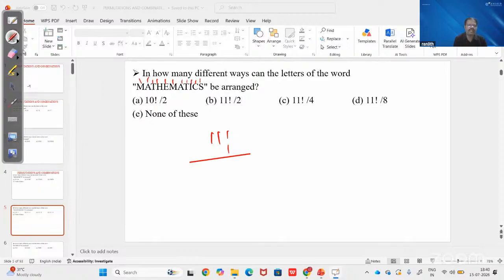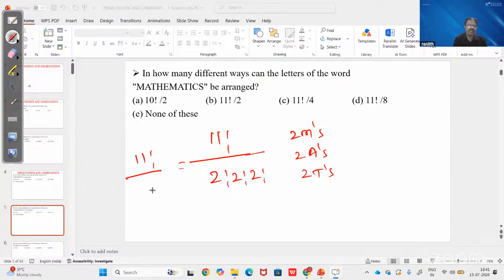Are there any common letters? We have M's that are common, that will be 2 factorial. So that is 2 M's. Next, 2 A's, and the next is 2 T's. 2 A's is 2 factorial, 2 T's is 2 factorial. So the answer will be 11 factorial divided by 2 into 2 into 2, which is 8. So the answer is 11 factorial by 8.